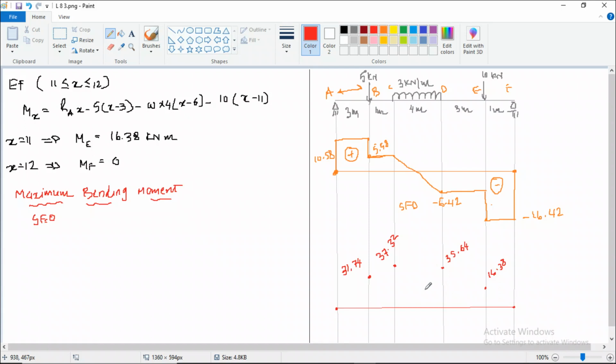Now how to join these lines? So to join these lines, if there is no force or there is a point load, we can join that with a linear line. So here there will be a linear line, no force, between B to C, linear line. Now there is a UDL between the C and D. So to join these points we need to use a parabolic curve. So here a parabola is used. Again there is a straight line and straight line back to 0.